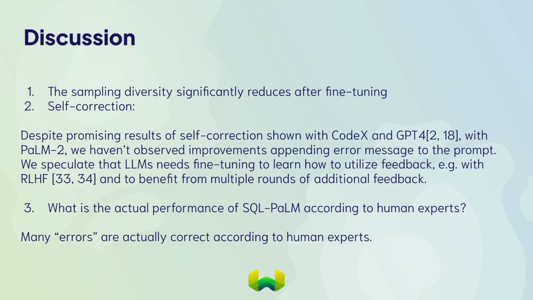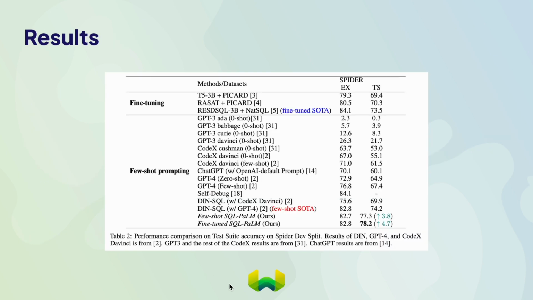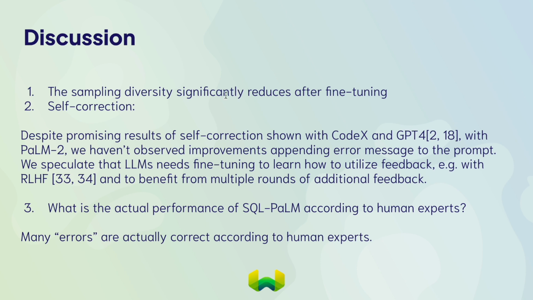So here are some discussion topics from the authors. They say that once they fine-tune the model, the sampling diversity is significantly reduced. So with that consistency filtering, execution filtering, they had less diversity, and thus that technique on top of the inference was less effective. They also found that, as mentioned earlier, the self-correction, giving it the error messages when it doesn't work, didn't work that well, which I thought was kind of interesting.